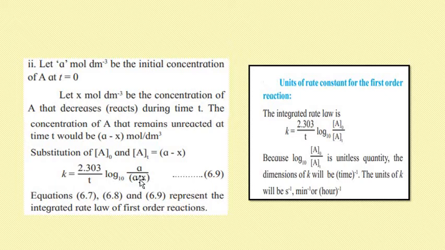Now let's talk about the unit of rate constant, or K, here. This is our equation. Here A0 and At both will be taken in terms of mole per dm cube. So the unit of rate constant for a first order reaction would be time inverse. It could be second inverse, minute inverse, or hour inverse.